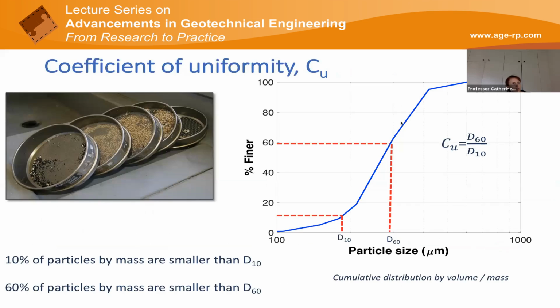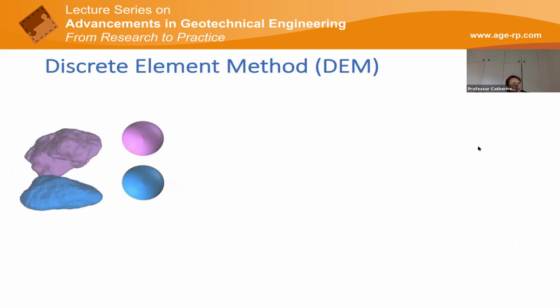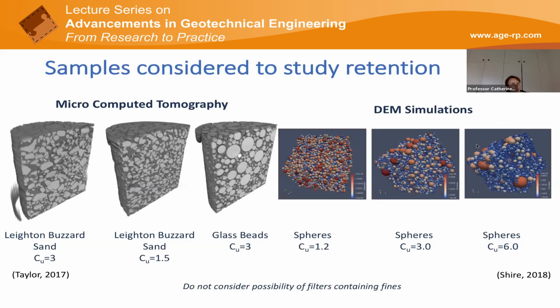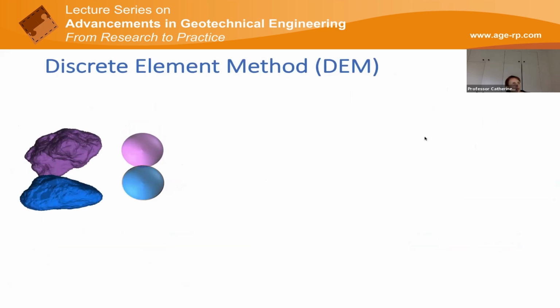So just to remind you, we're characterizing our particle size distribution using the coefficient of uniformity, which is the ratio of D60 over D10. I think that's the most common way to describe a particle size distribution in soil mechanics. And we can debate whether it's a good way or not, but it really is the conventional approach.